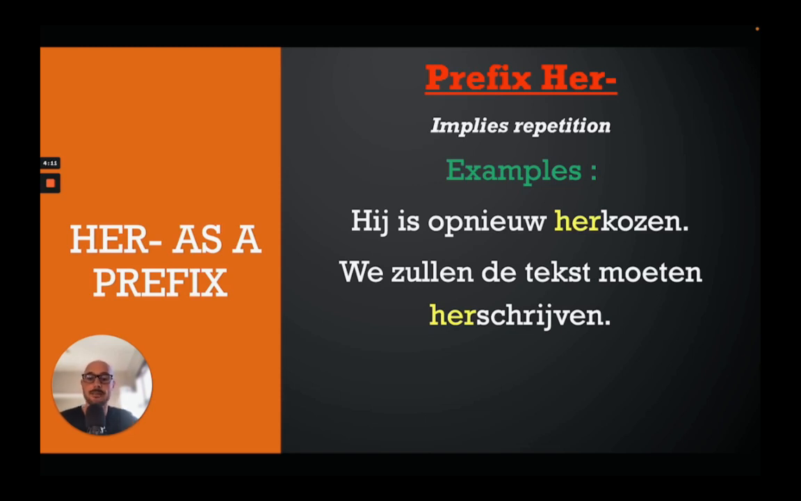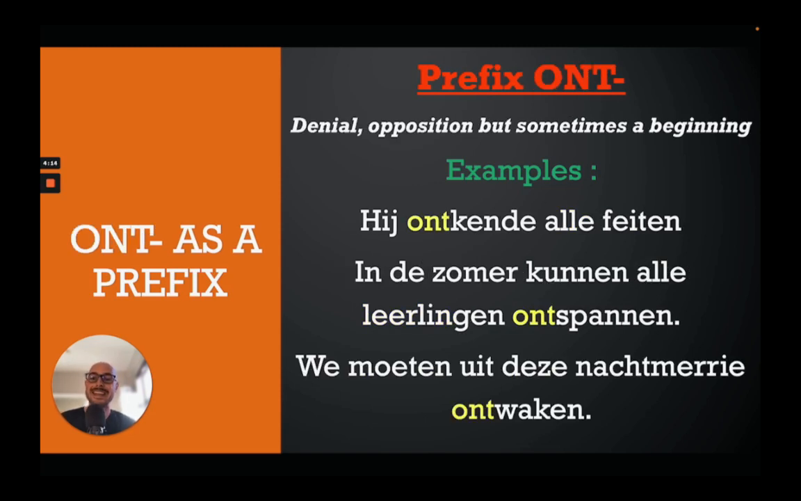Alright, simple as that. We continue with the next one, ont as a prefix. Ont can have several implications of meaning. The first one can be denial, opposition, but sometimes it can also be the beginning of an action. We'll take a look at the examples. I'll translate them for you and it'll make more sense afterwards.